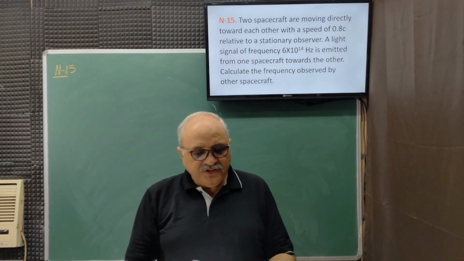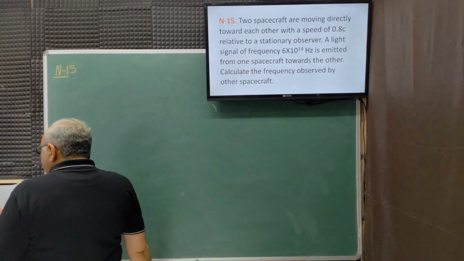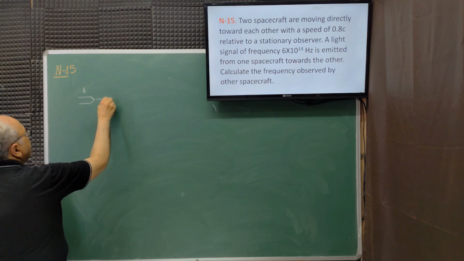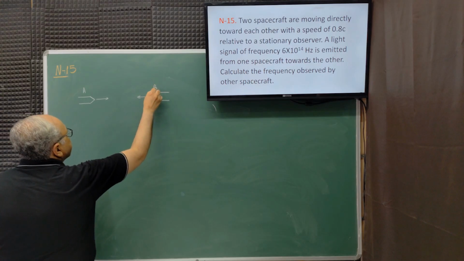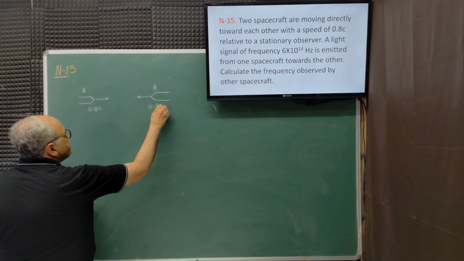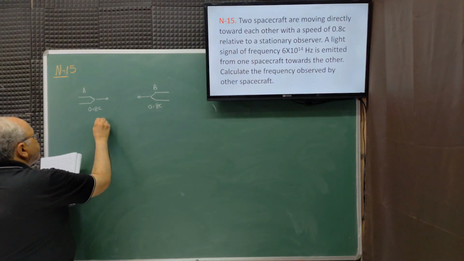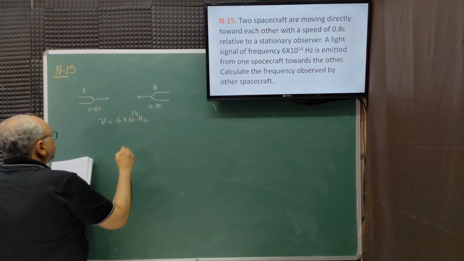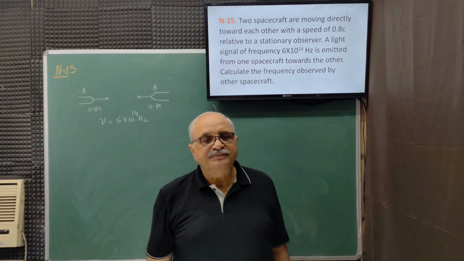Now let's take the 15th question. In this question, it is said that two spacecraft, say craft A and craft B, are moving directly towards each other, each with the velocity 0.8 c. A signal of frequency 6 into 10 to the power 14 Hertz is emitted from one of the craft. Calculate the frequency observed by the other craft.